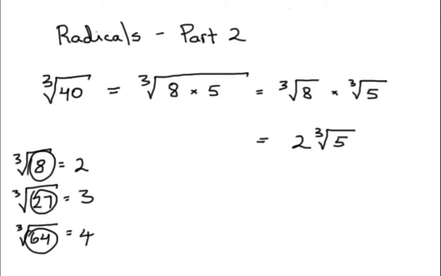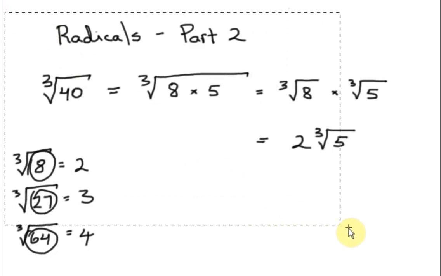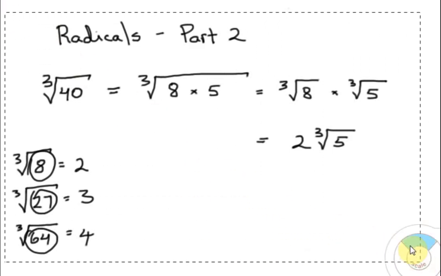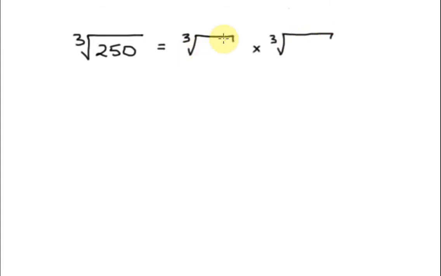Okay, let's do another example. So let's clear off the screen here. Okay, let's look at cube root of 250. See if we can break that down to a simpler mixed radical form. So cube root of something times the cube root of something. And we want one of these numbers to be a real nice cube root number.